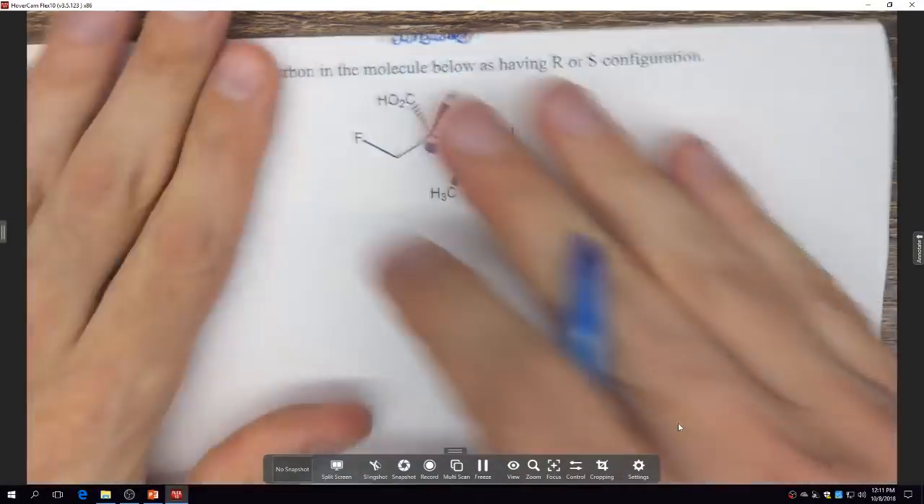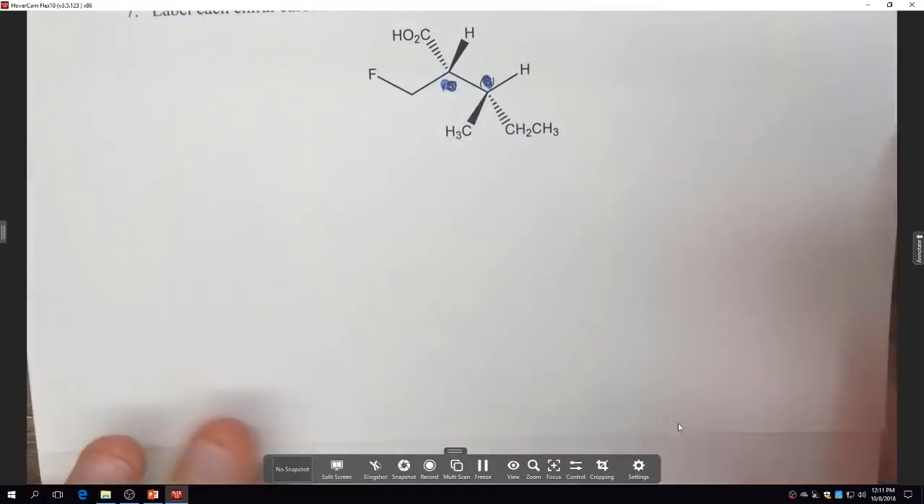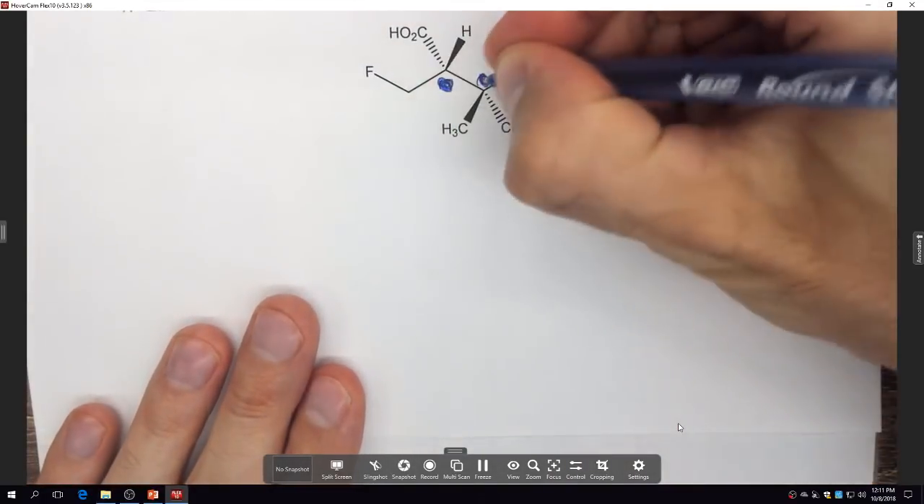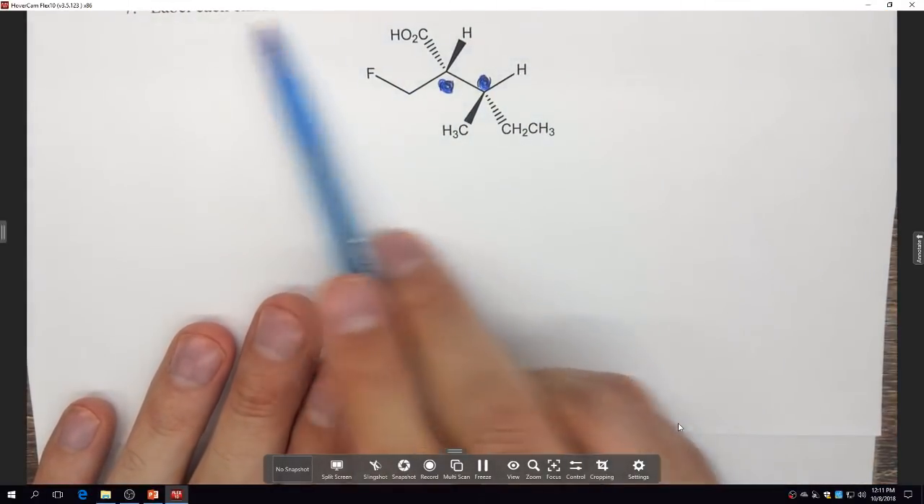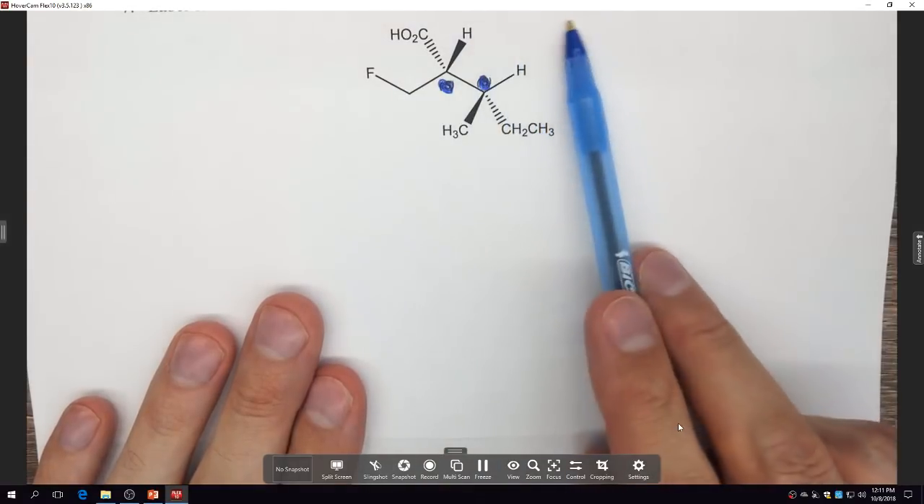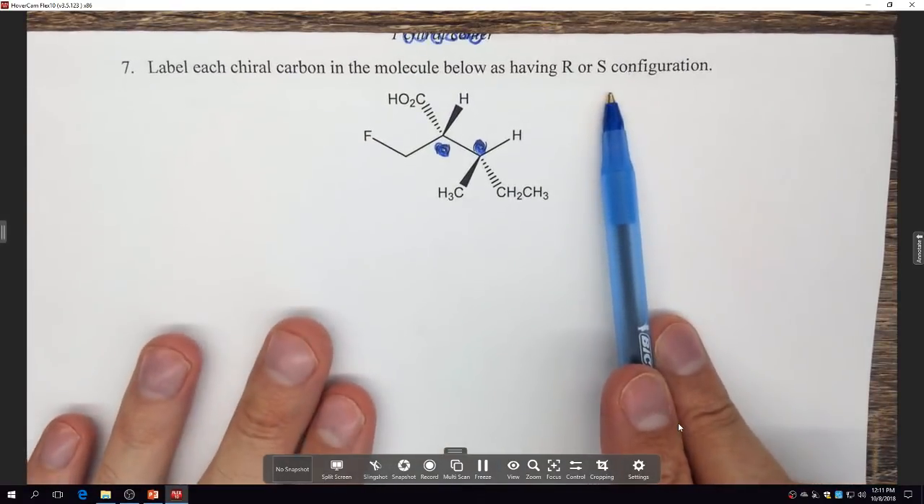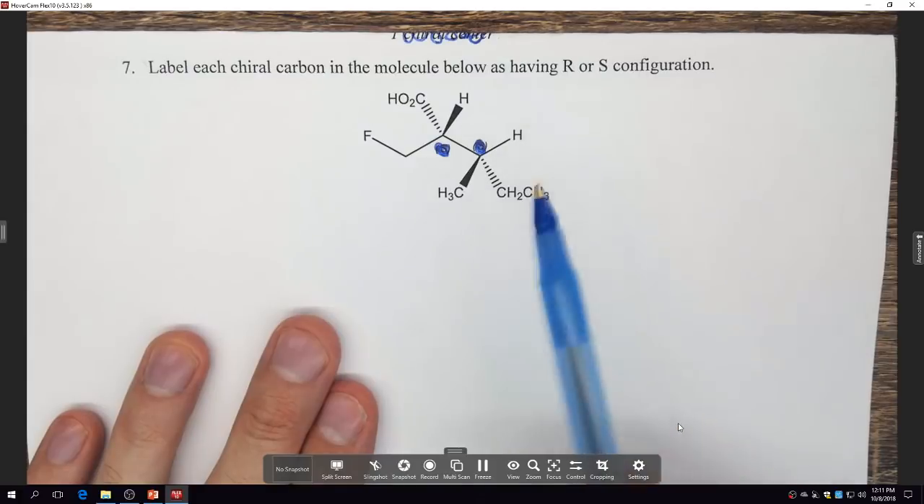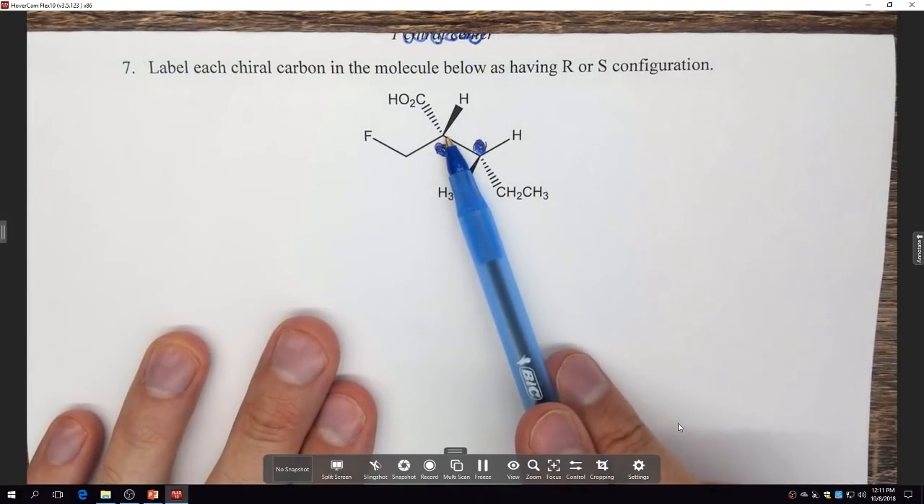And I apologize for printing out the answer sheet, so I had to cross them out here, but it says, label each chiral carbon in the molecule below as having an R or S configuration. Okay, so we have this one first.